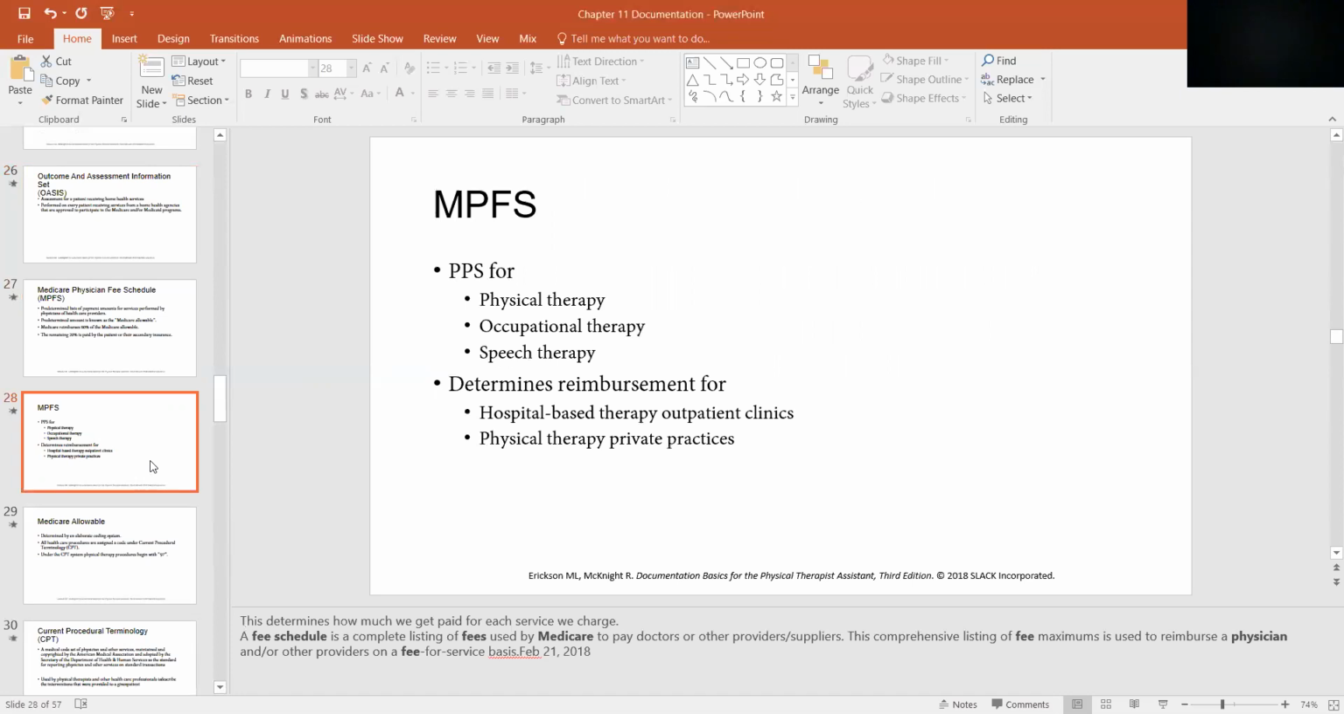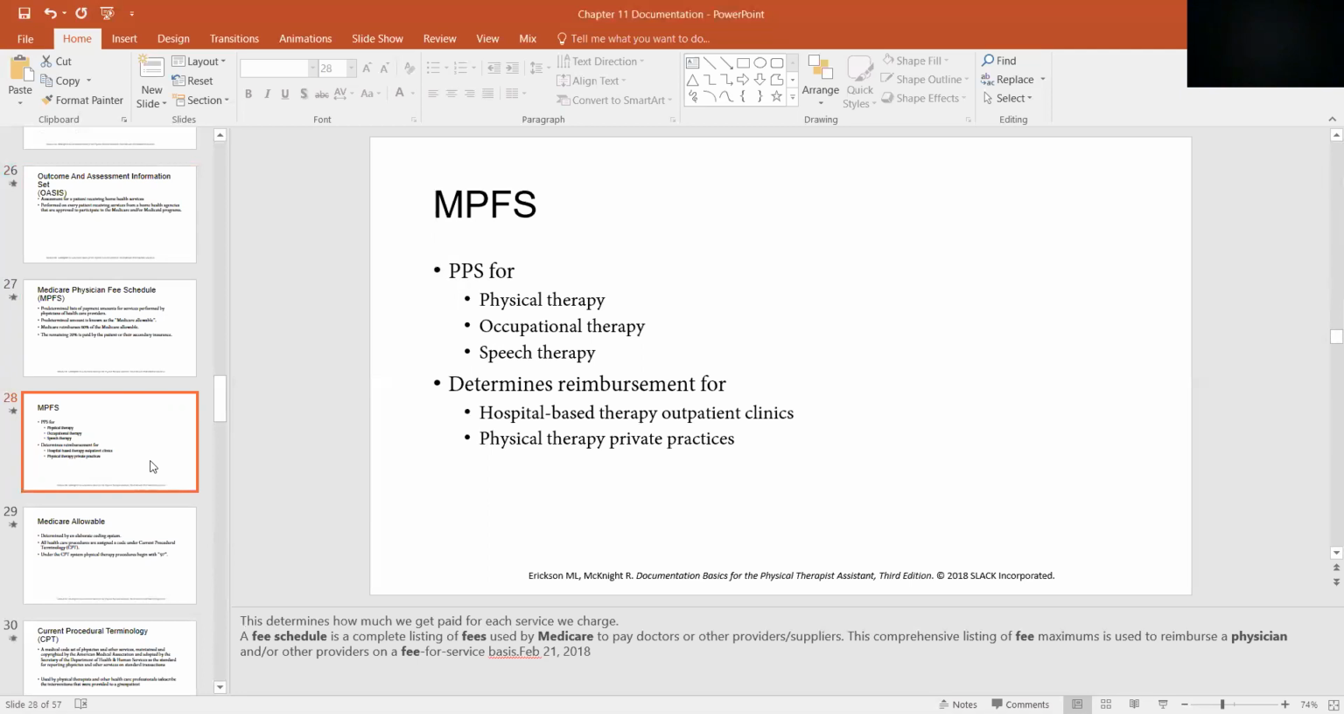Medicare does not treat private therapy practices, standalone private physical therapy practices, the same as hospital-based therapy outpatient clinics. And I can tell you a little bit more about that in class. But know that it is kind of interesting how they do that. So the MPFS basically determines how much we get paid for each service we charge.